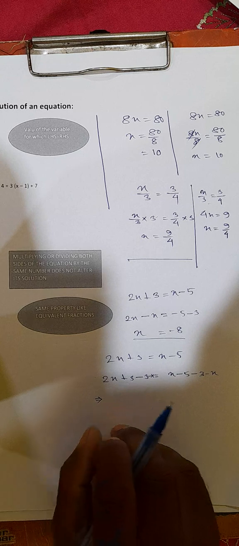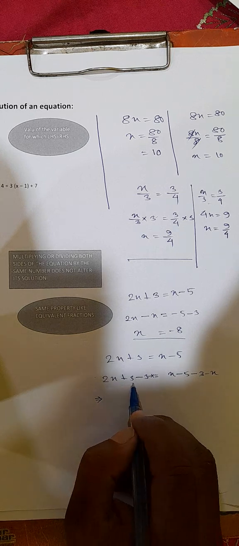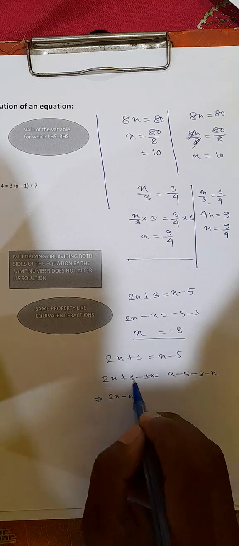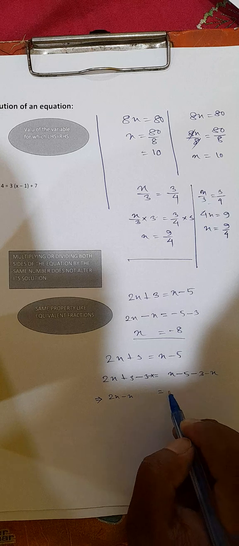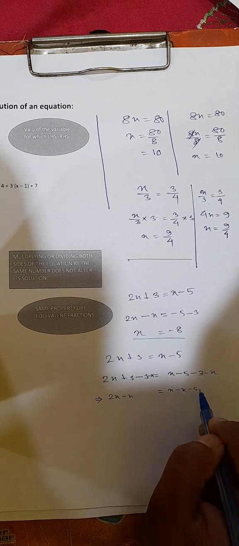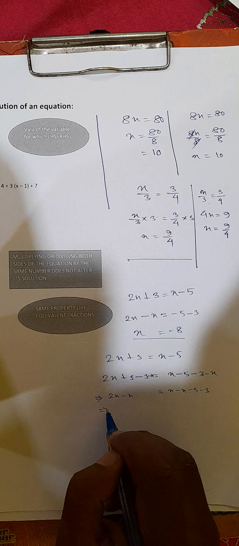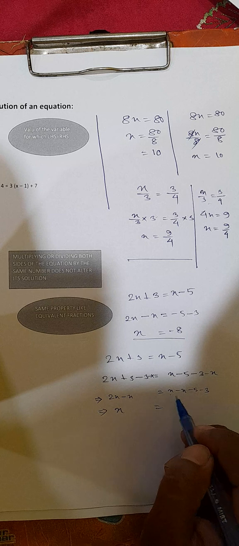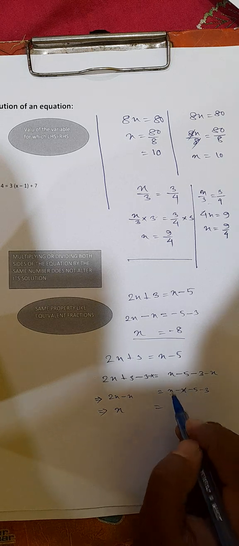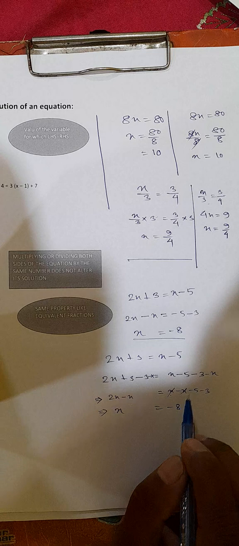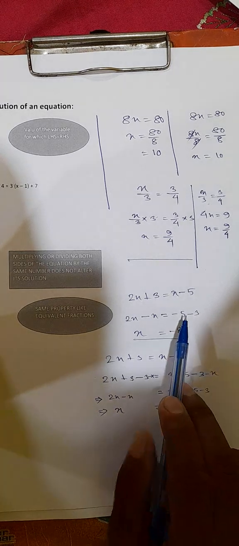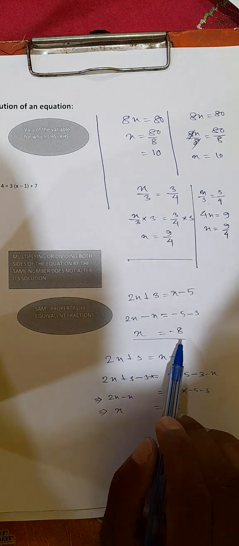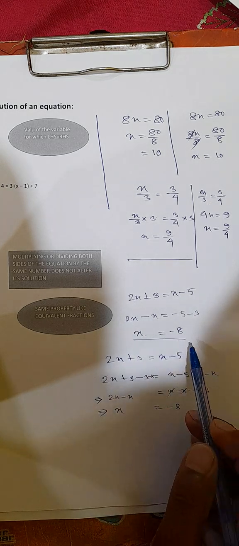This implies twice x plus 3 minus x, 2x minus x, 3 minus 3 is 0, x minus 5 minus 3. This implies x equal to, this x and this x cancel each other, additive inverse, minus 8. So by shifting one term from left hand side to right hand side, or right hand side to left hand side, we got the solution as minus 8.